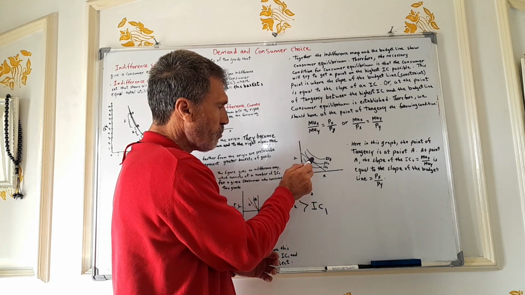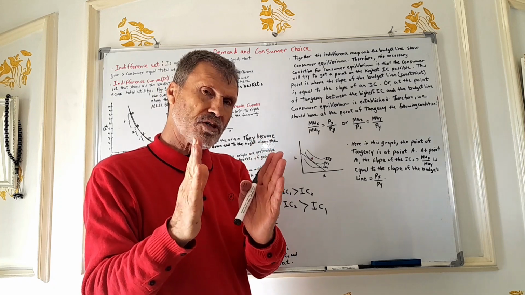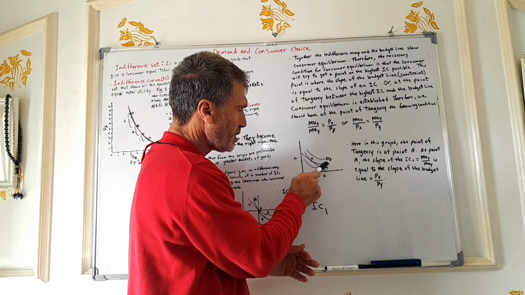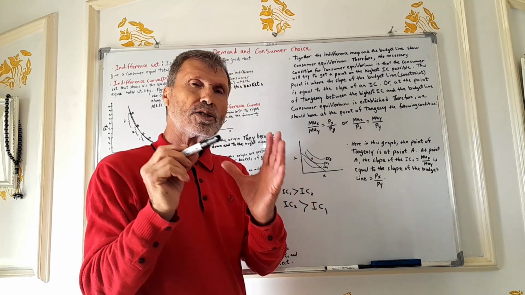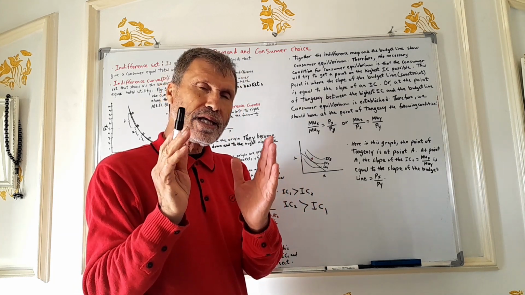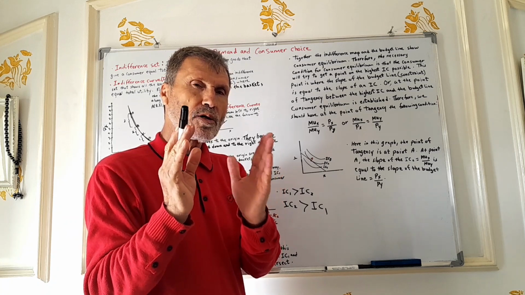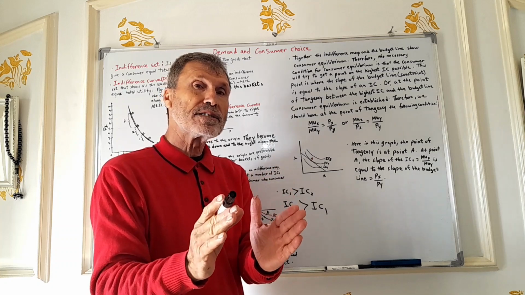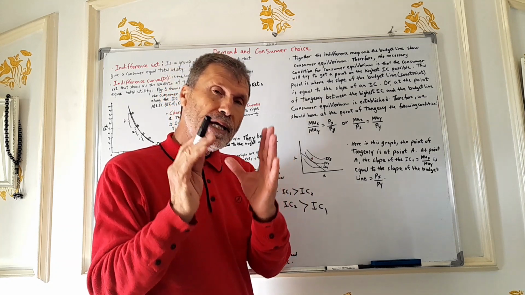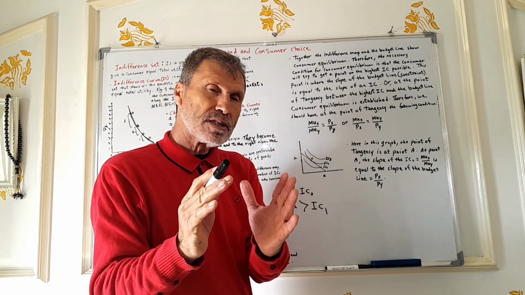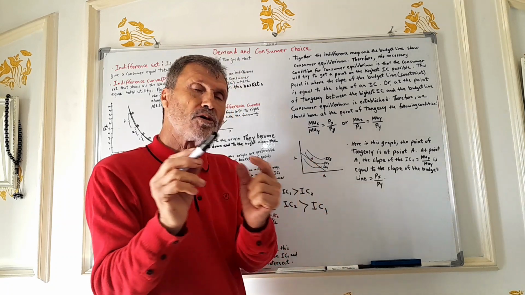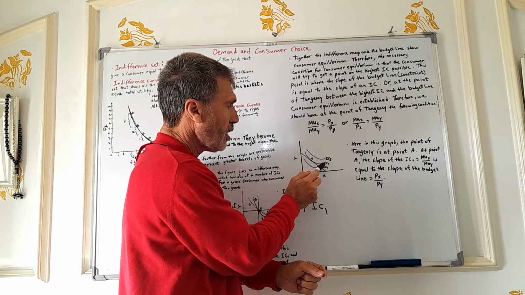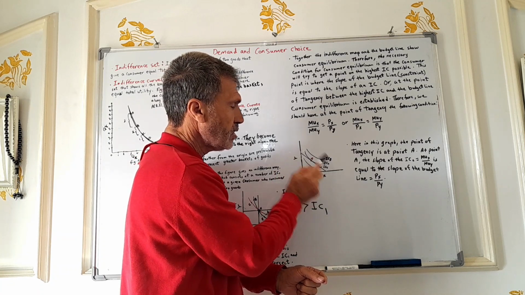So at point A, the point of tangency between this budget line and the indifference curve IC2, will give us a consumer equilibrium. In other words, consumer equilibrium, where the consumer maximizes his total utility, is established at point A, at the point of tangency between the budget line and the highest indifference curve, which is IC2.